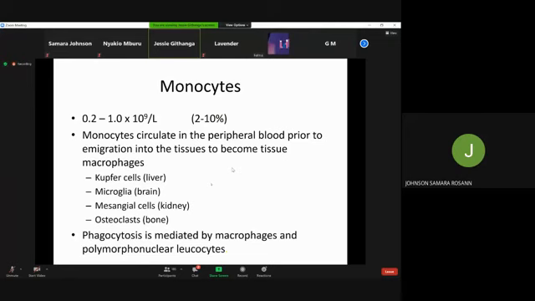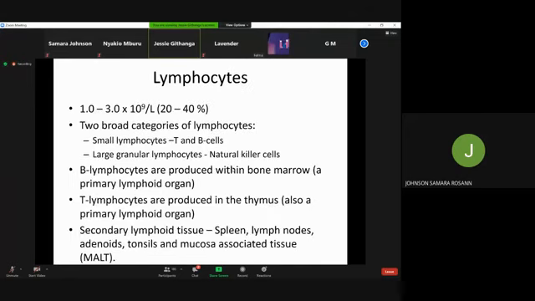The lymphocytes: there are two broad categories, the small lymphocytes, B and T cells, and then you have large granular lymphocytes, which are the natural killer cells. Now, remember, we often tell you that lymphocytes do not have granules, they are agranular. That is true for generally your B and T cells. However, there are some larger lymphocytes which tend to have large azurophilic granules, and these are the natural killer cells.